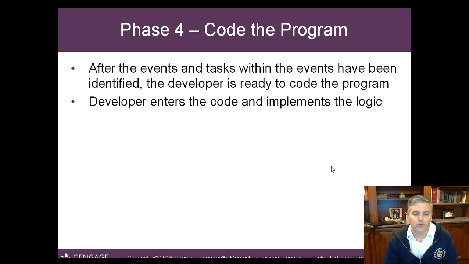So we talked a little bit in the last chapter about the phases of the system development lifecycle. So we had interpret the specifications, design the program, and now we're in phase 4, coding the program. After the events and tasks have been identified, the developer is ready to code the program, and developers enter the code and implement the logic. So after we code it, then we test it, then we move into production.